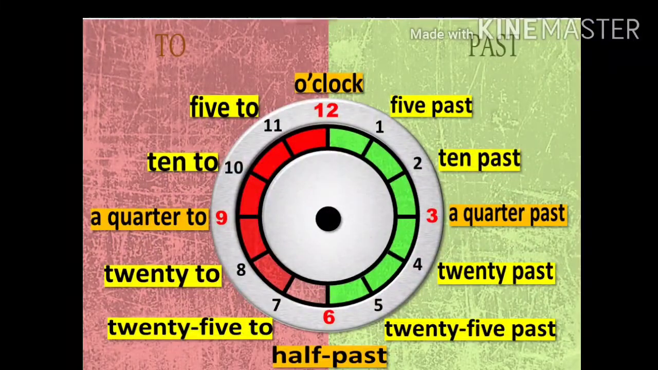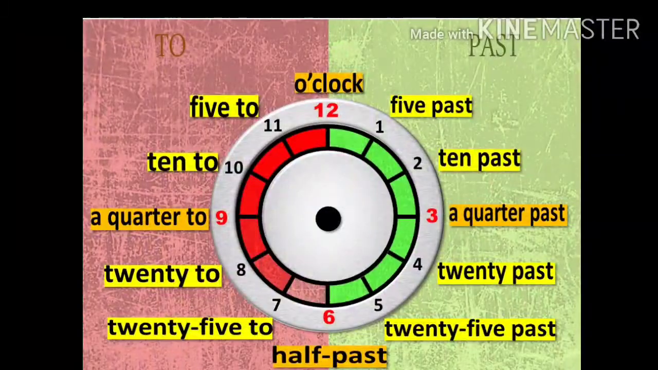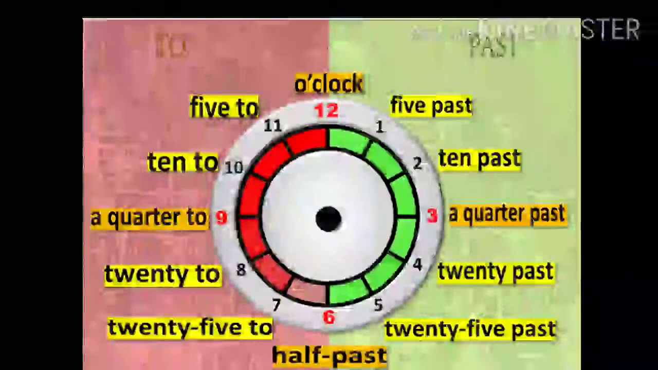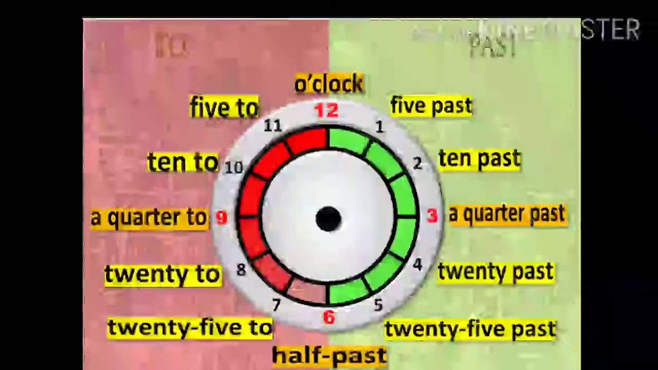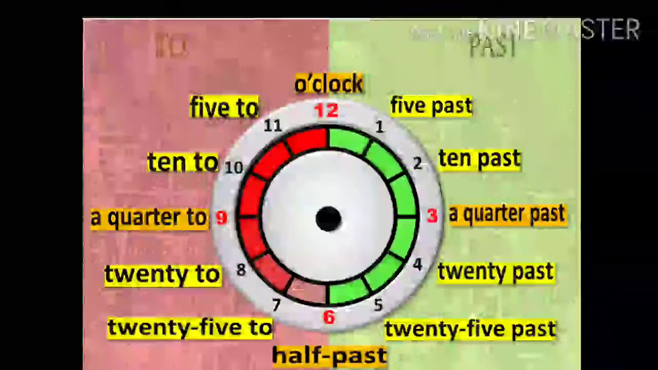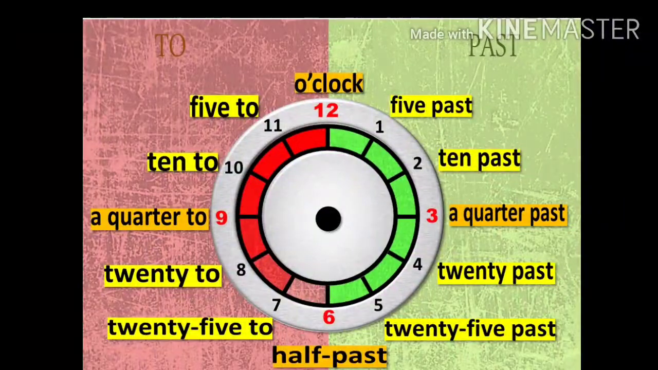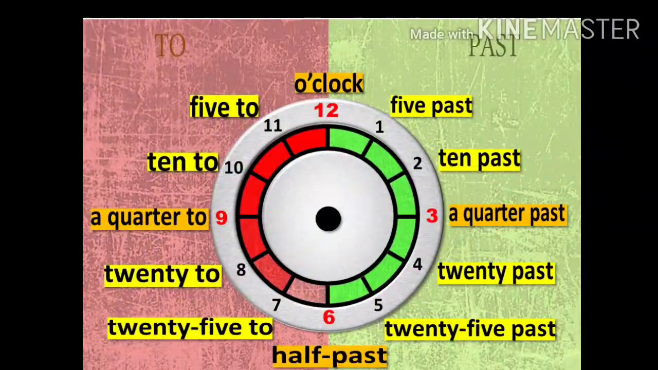Half di sini artinya setengah atau 30 menit. Dan for the red one, untuk area merah, ketika jarum panjang berada di antara angka 6 sampai 12, kita menggunakan to yang berarti kurang. 5 to kurang 5 menit. 10 to kurang 10 menit. Quarter to kurang 15 menit. 20 to kurang 20 menit. 25 to kurang 25 menit.